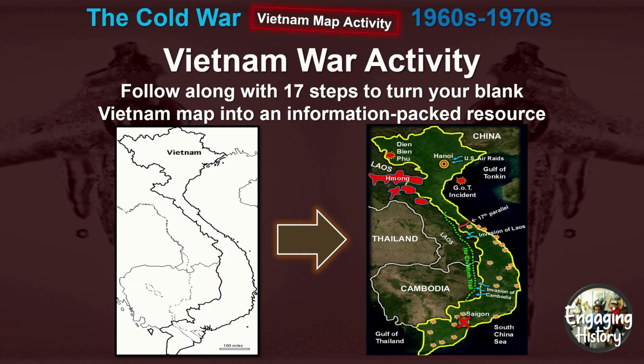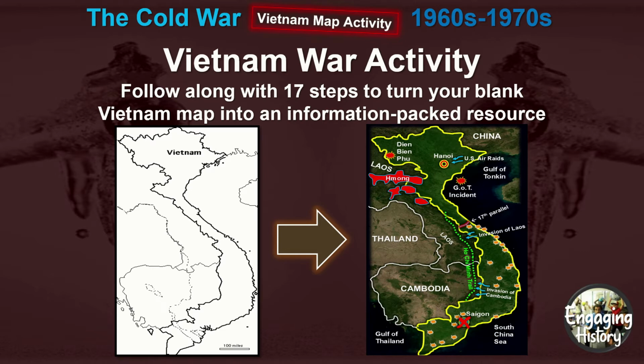So the Vietnam War is something that's often studied in high school U.S. history classes or even world history classes, and it is of course one of many theaters of the larger Cold War. For the purpose of this lesson, I have my students start with a blank map of Vietnam, and by the end they have an information-packed resource, as you see here on the right, that helps to visualize and put in context what happened in the Vietnam War. I'm going to take you through a few of the steps in making this map to give you an idea of what it's all about.